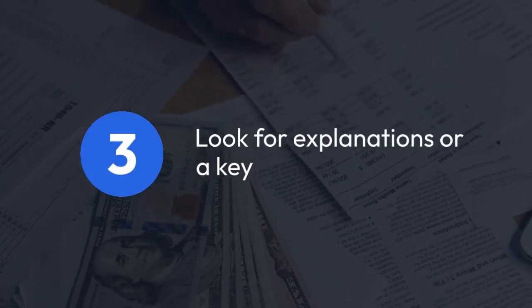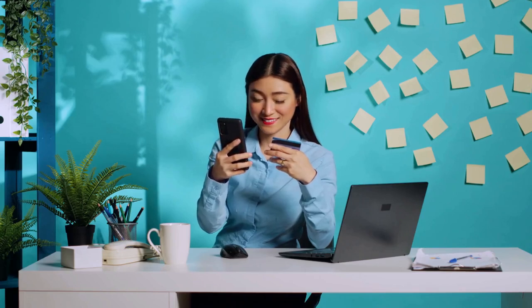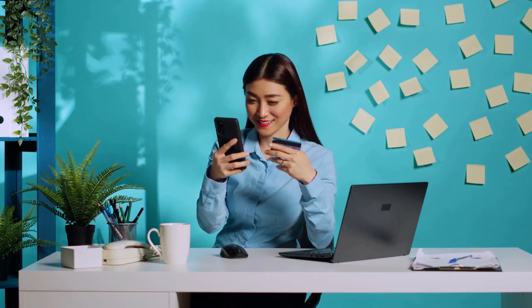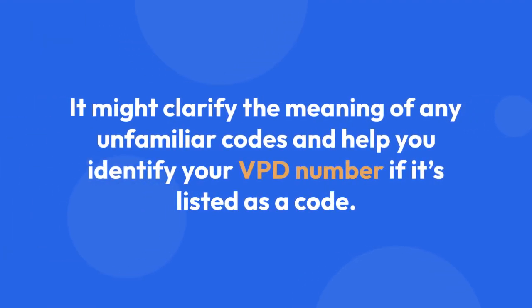3. Look for explanations or a key. Some payslips include a legend, glossary, or key explaining the abbreviations or codes used. Check for this section. It might clarify the meaning of any unfamiliar codes and help you identify your VPD number if it's listed as a code.